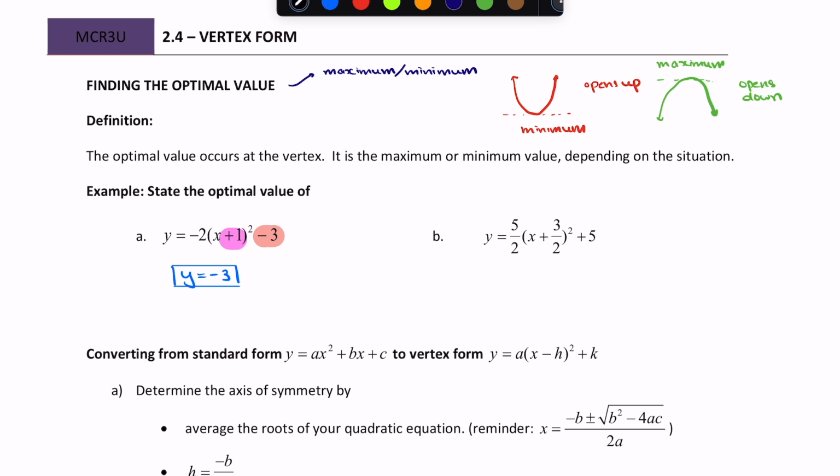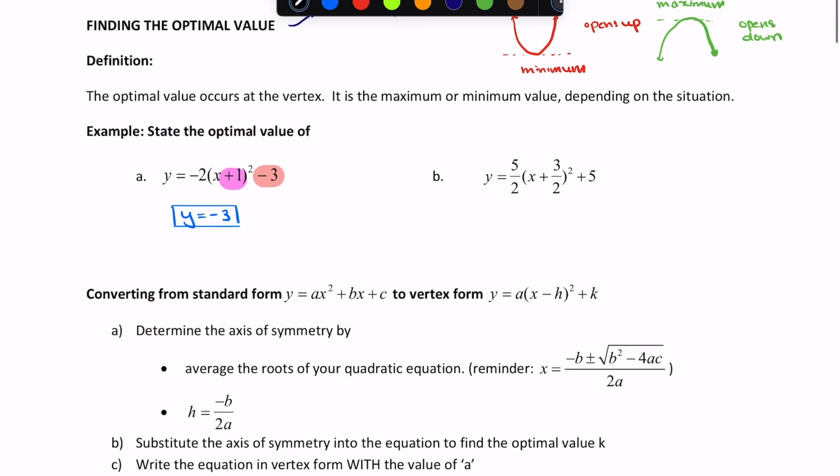What you shouldn't do is just list the vertex. So you shouldn't list -1 and -3 and indicate that this is the optimal value. That is incorrect.